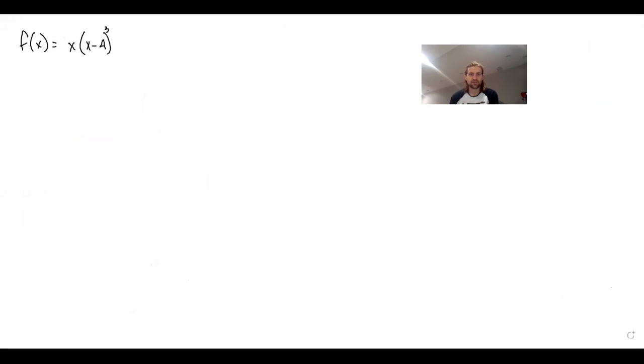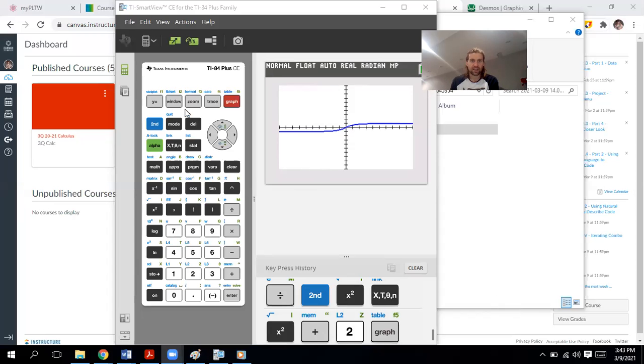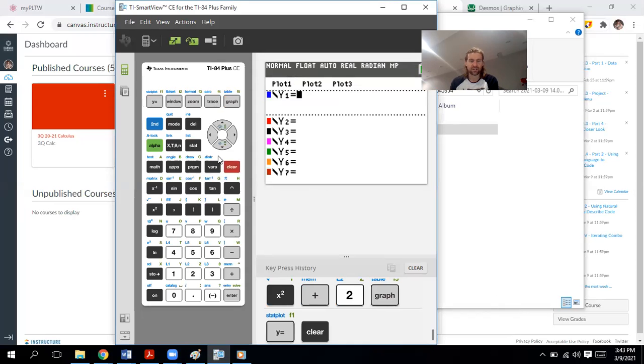All right, you know what I'm going to do here? I'm going to pull up the graphing calculator as well. There we go. And let's just graph this so we kind of get a heads up of what we're looking at. X times x minus 4 to the third power.